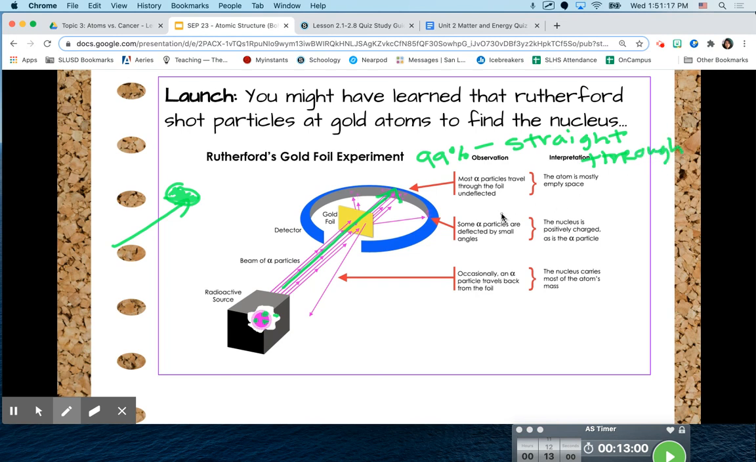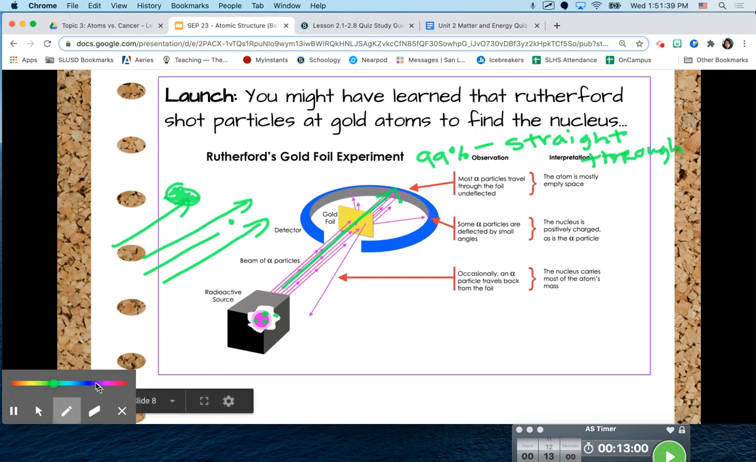Since that's kind of weird, he made another hypothesis, or a guess: what if the atom is mostly empty space? And that would explain why most of these particles went straight through. On the other hand, what happens to that 1%? Well, 1% of them would bounce off to the side, just as expected.